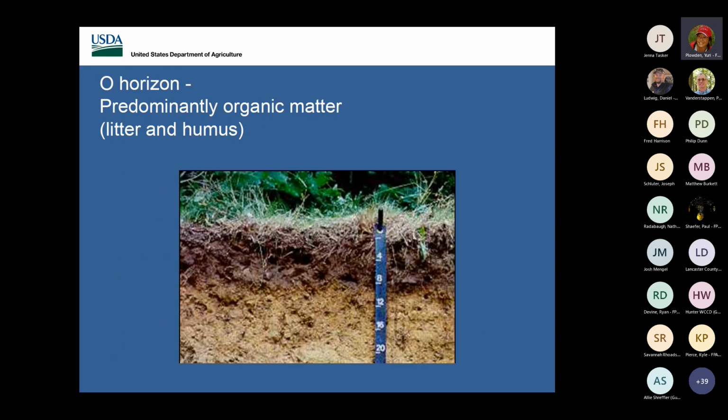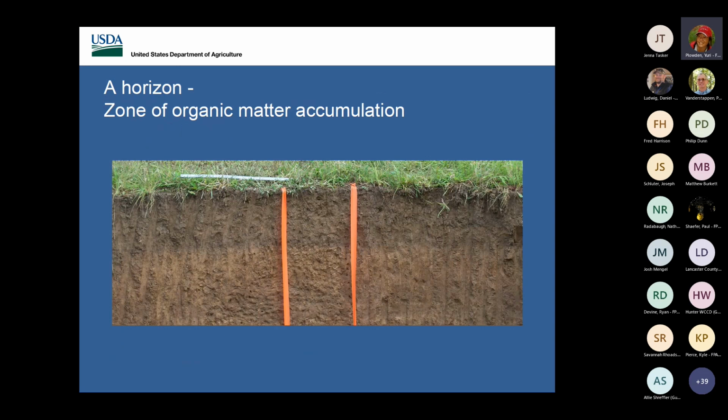Okay, so O is predominantly organic matter at the top. Your A is your topsoil. Notice in this A horizon how abrupt and clear that boundary is between the A and the B. That's a plow line. That's because of plowing. We call that an A little p horizon.